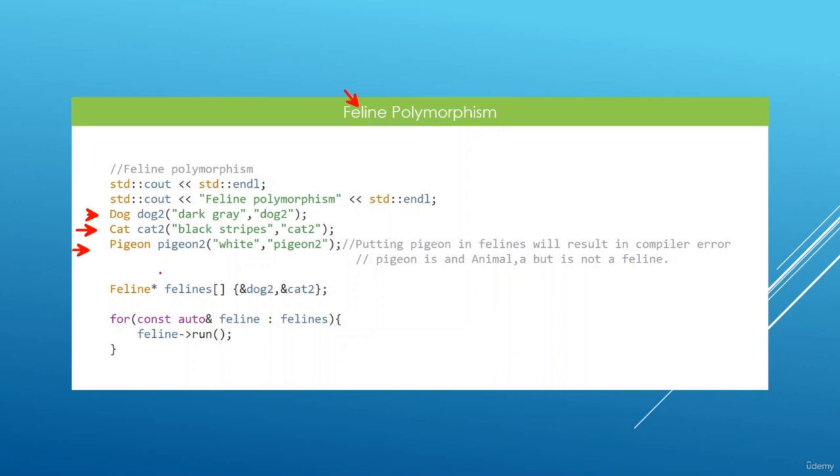If we do feline polymorphism, we will have to put in all kinds of felines we have in our program. For example, we can put in dog and cat, and this is going to work. If you do feline polymorphism like we are doing here and put in an animal, this is not going to work because the animal top level class is probably not going to override the virtual method we are interested in here. For example, here we are calling the run method, and the run method is not set up at the animal level.